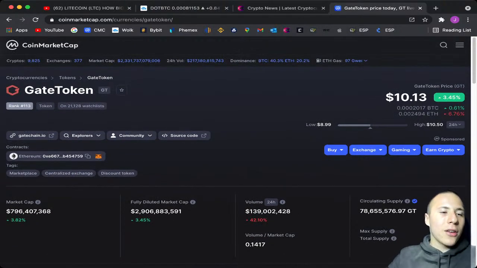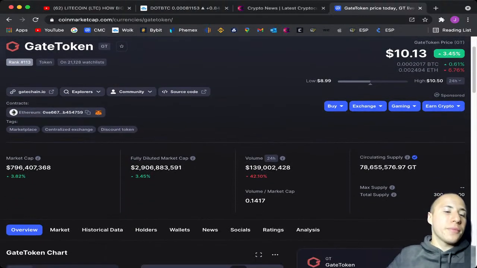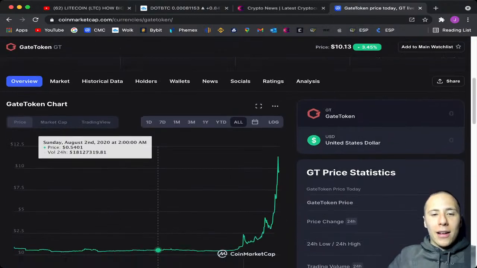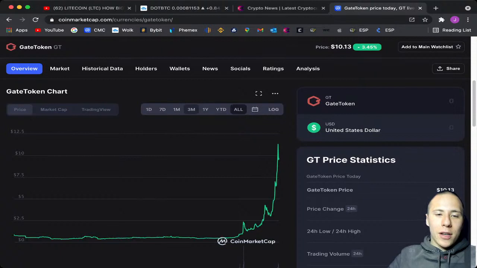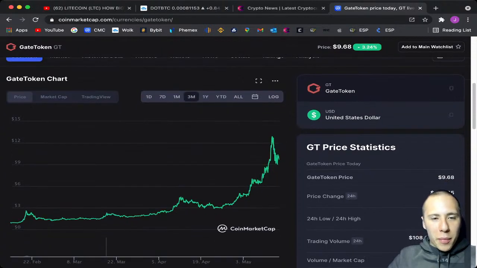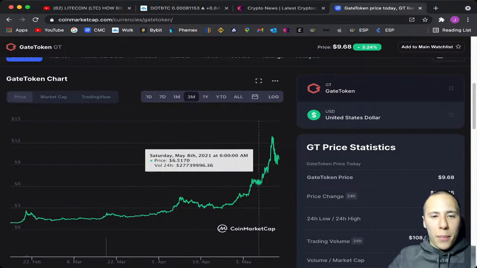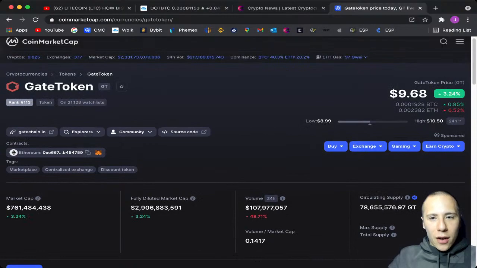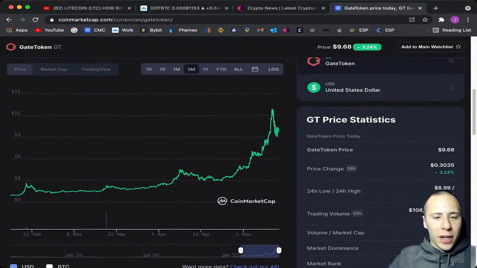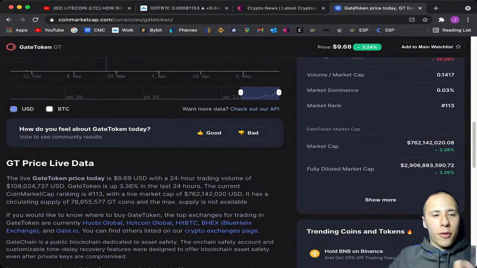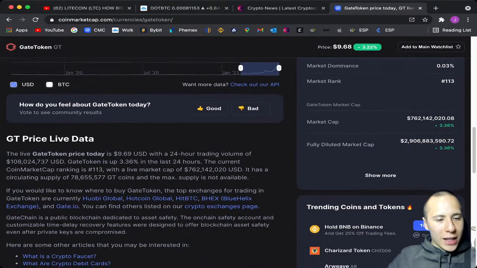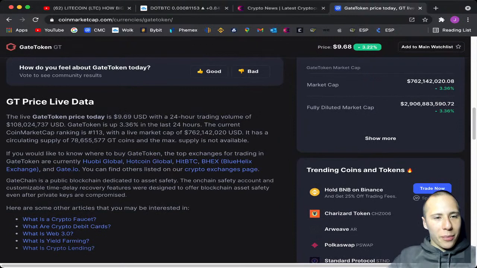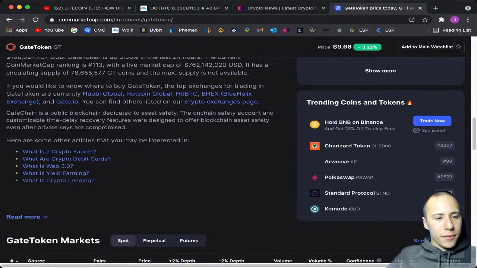This token is at the 113 position. That means they have a big market cap at just 796 million. And as we see over here, yes, of course, there is a huge momentum towards the upside during the past 3 months. I will be looking a little bit further down to give myself more information about this particular coin, to give you the information you deserve. I will be reading this for one moment, so please give me a moment of your time.